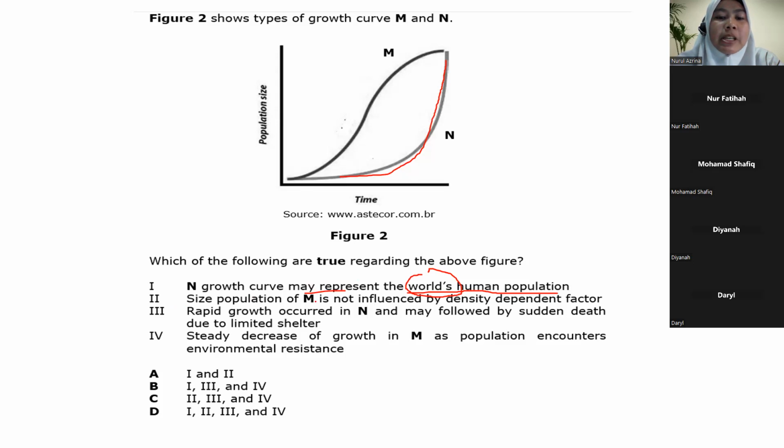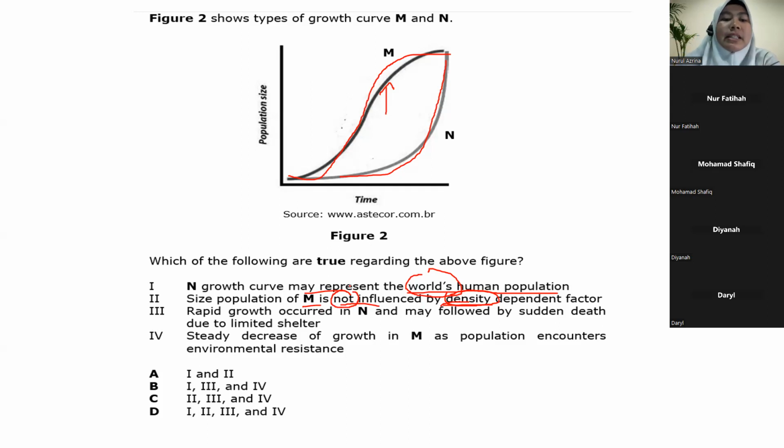Okay. Size of population M, meaning logistic growth curve, is not influenced by density dependent factors. This is wrong, because remember, there is the phrase density dependent factor. So M is a logistic growth curve. Why is it logistic? Because they are encountering environmental resistance, right? So they are affected by density dependent factors like limitation of resources. So the word "not" is wrong. It is influenced by. That is correct.